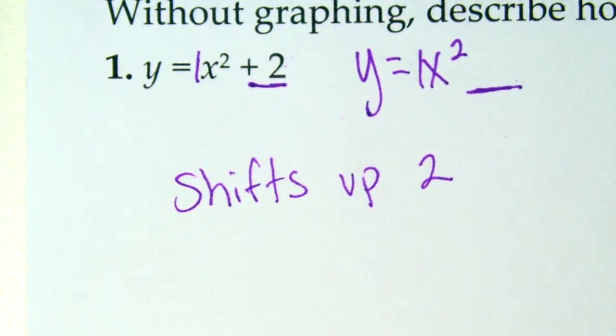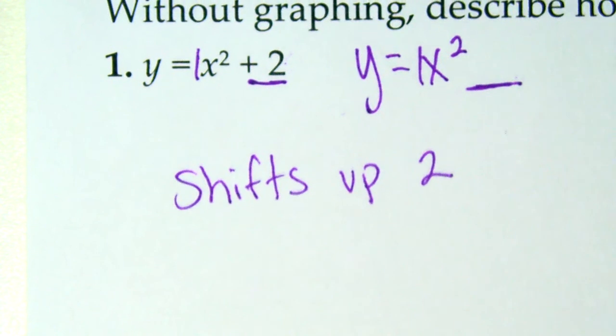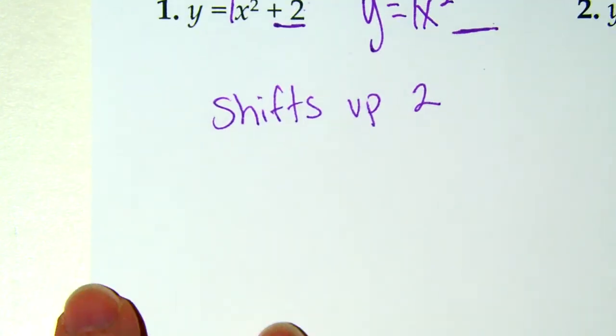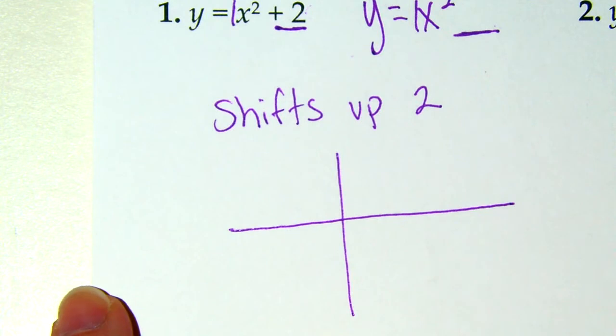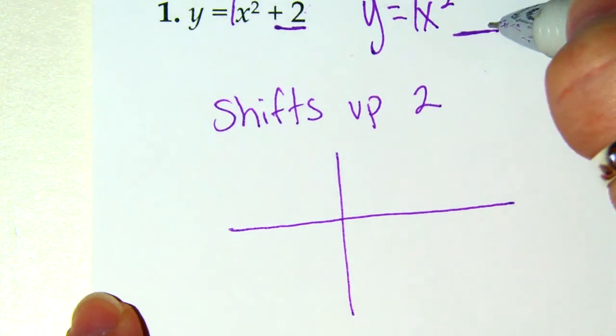And that's it. Let me draw a sketch really quick just so you kind of know what I'm talking about if you're still a little bit confused. So the original graph I'm going to draw in purple, and then I'll get a pencil and draw the other one. So it goes through 0.